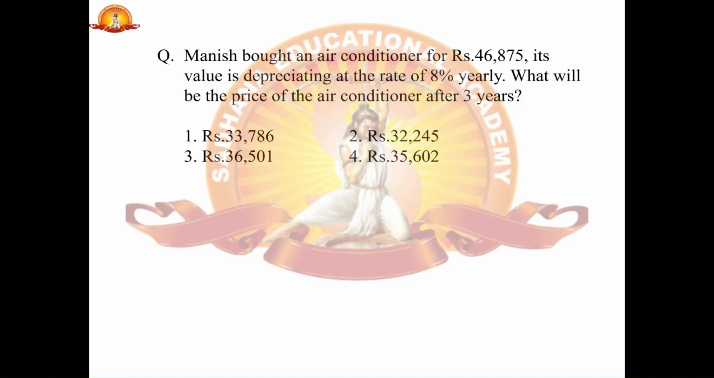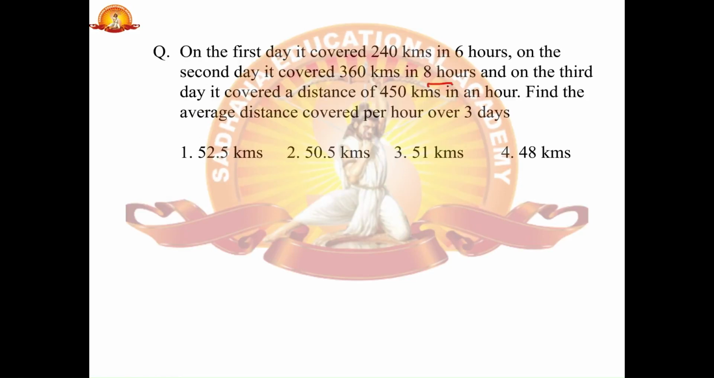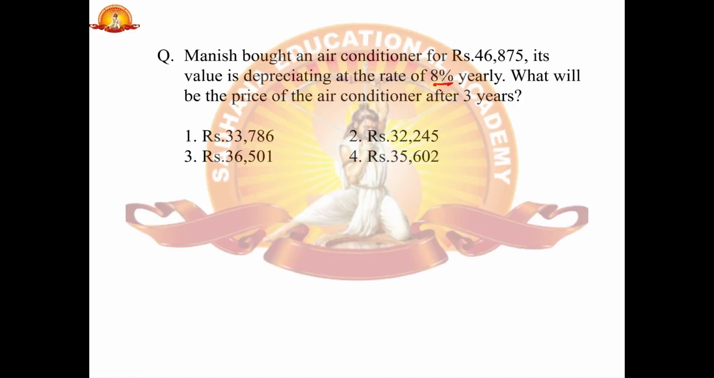First, you have to observe what is the percentage of depreciation happening every year: 8%. Depreciation means decrease. So if you suppose the original value is 100%, and 8% decreases, then it will become 92%. So every year, the value of the machine is evaluated as 92%. And it is given 3 years. That is why we have to take the whole cube into the original value, 46,875.